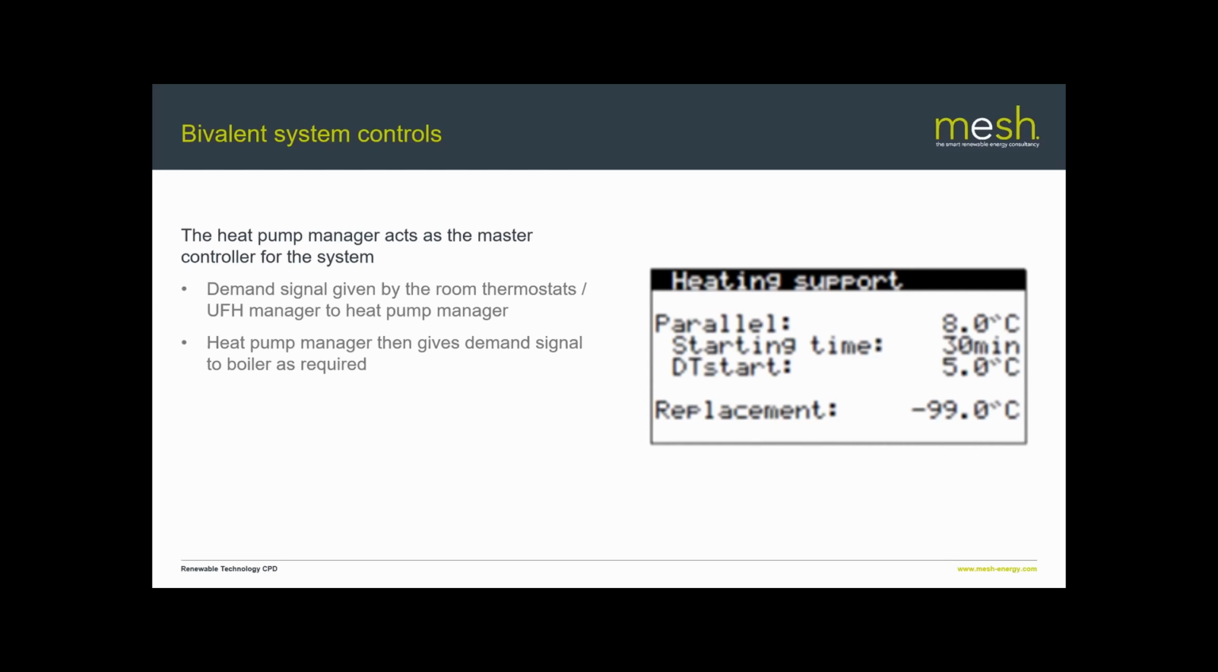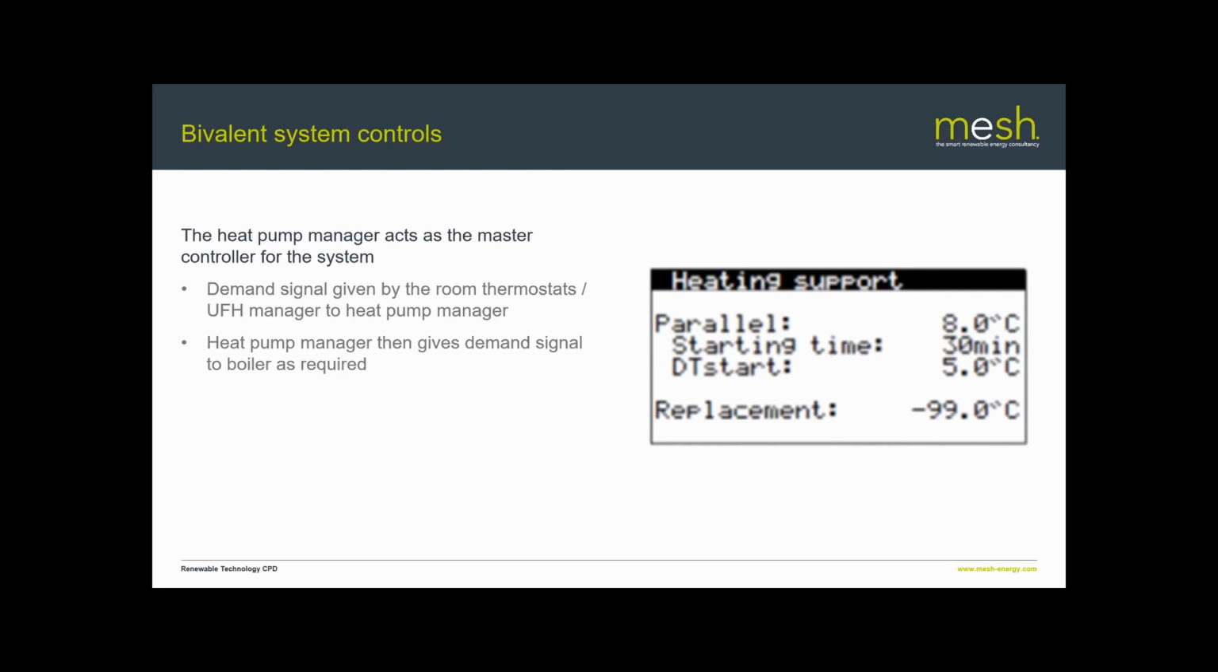And the final thing is that if the required flow temperature is more than 5 degrees away from the target flow temperature, then it allows the boiler to start. So say your target flow temperature was 50 degrees, it would need to be at 45 degrees or below for 30 minutes, and the ambient temperature outside would need to be below 8 degrees. And if all those conditions were satisfied, it would allow the boiler to start.